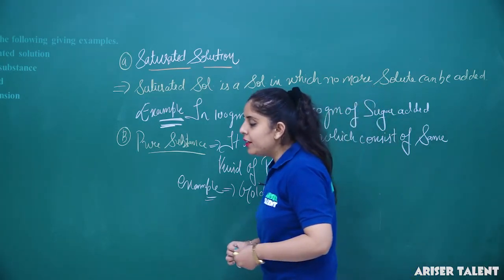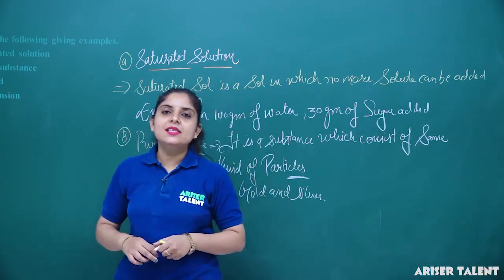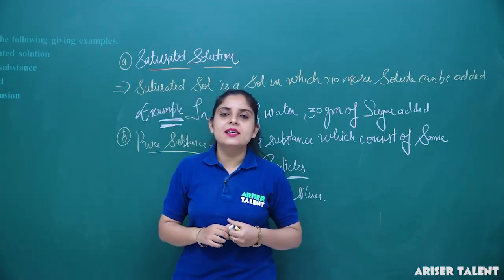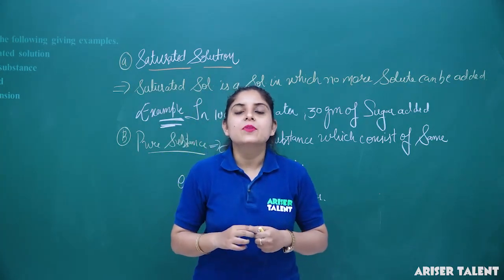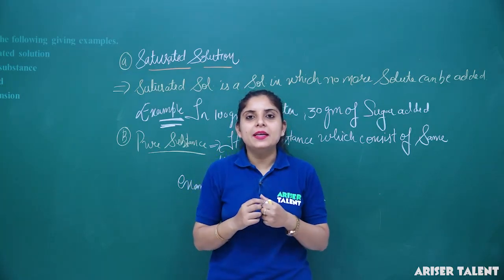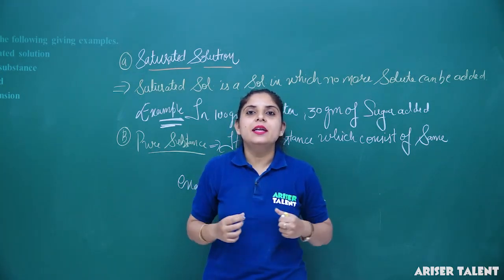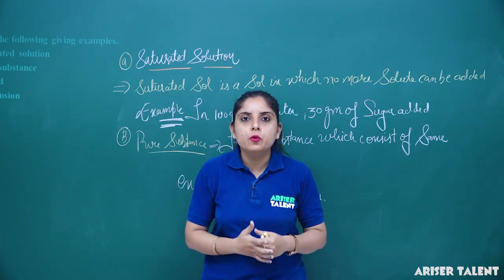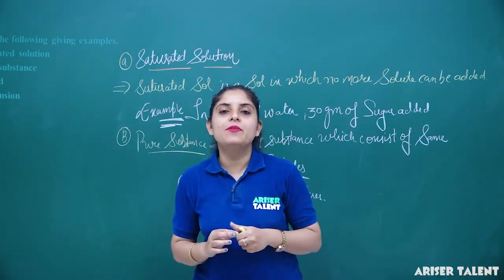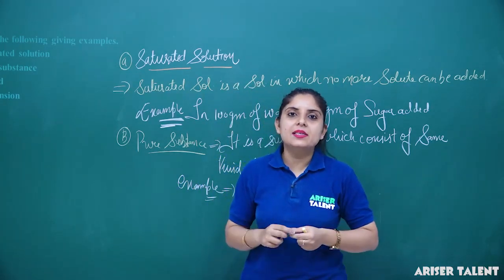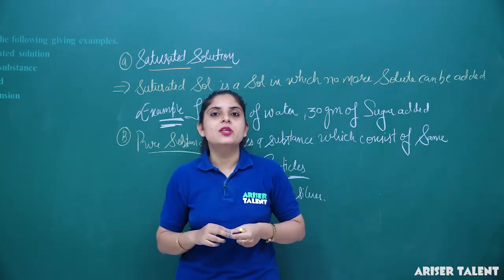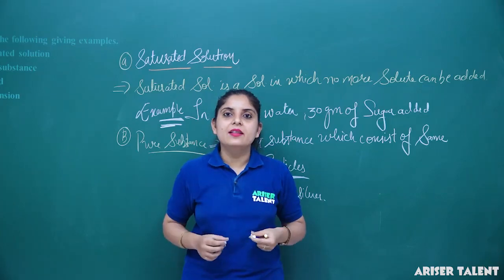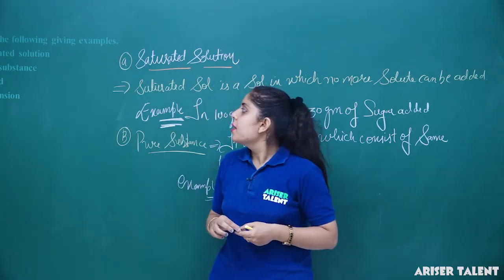Now, the third definition we have is about the colloid. What is a colloid? Colloids are solutions in which the particle size is bigger as compared to the true solution. Colloids have large particle size and the tendency to move randomly in a solution. If I am talking about milk, milk is a colloidal solution. Clear?